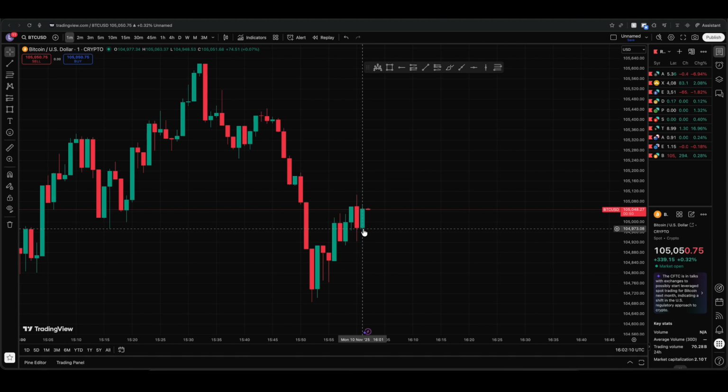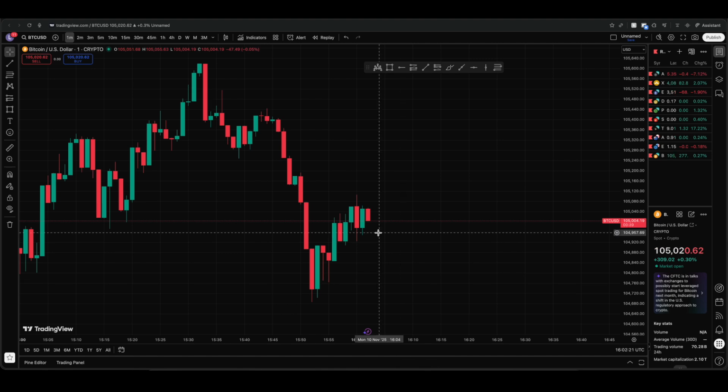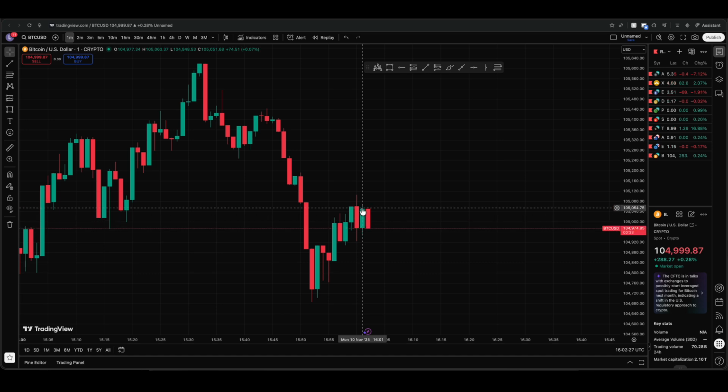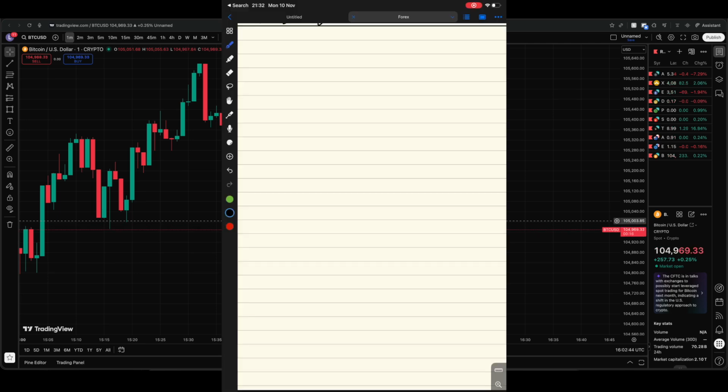For instance, right now this green candle shows us that the price opened from here, this line. So this green candle shows us that price opened here and it went up to here, and then this red candle shows that price opened from here and went down to here. So let's move on to my iPad screen so that I can explain it to you in better terms. So the first topic is candlesticks.